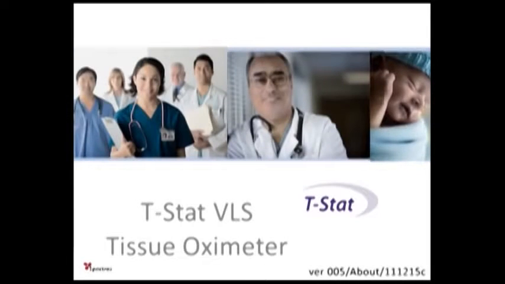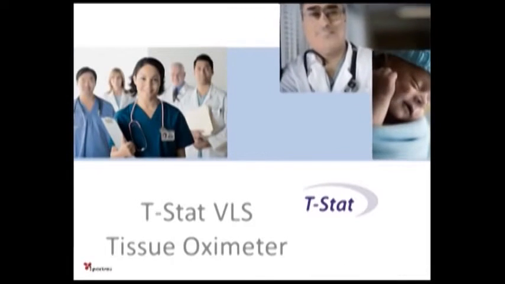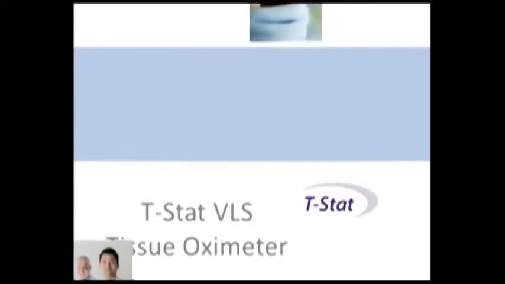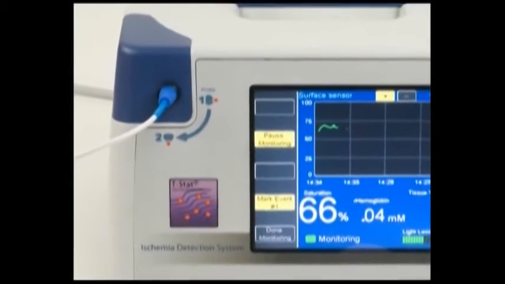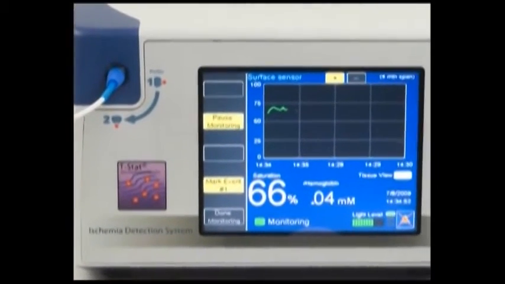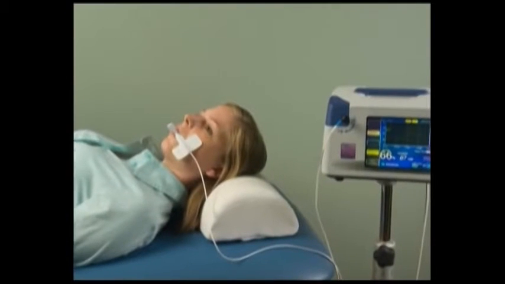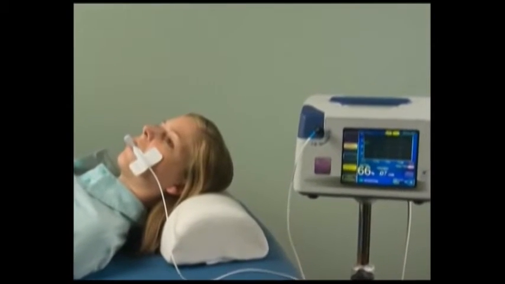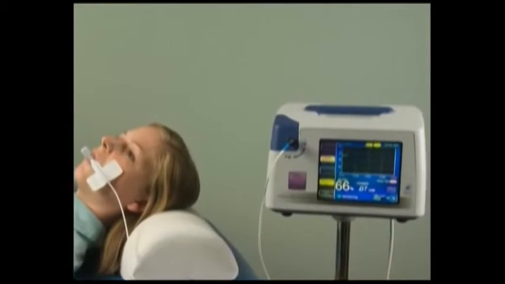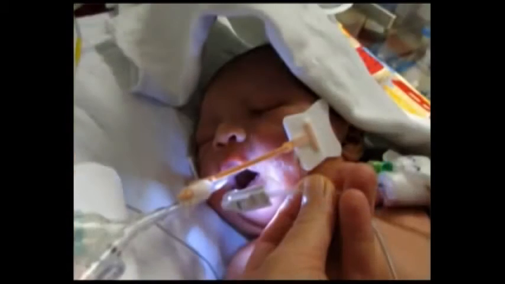Introducing the revolutionary T-Stat VLS tissue oximeter from Spectros. T-Stat was the first device approved for the detection of ischemia, a condition of low or absent blood flow to tissue. Since 2004, T-Stat has remained the leader in tissue oximeter accuracy.